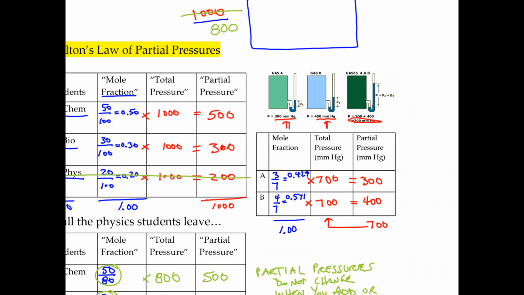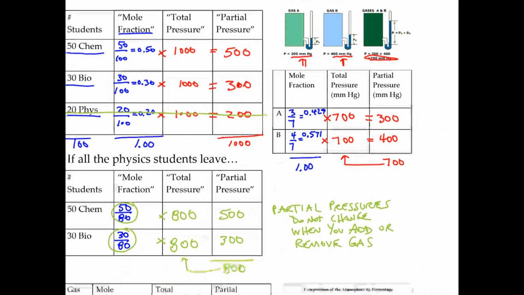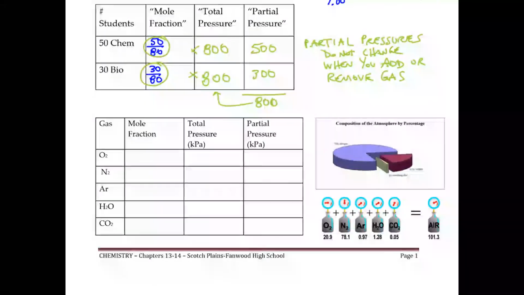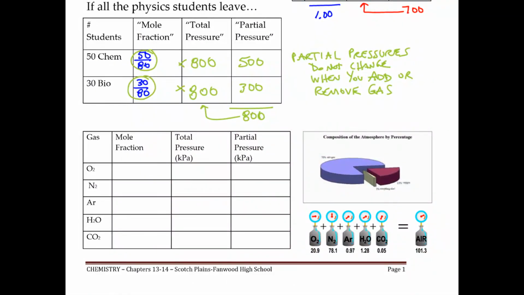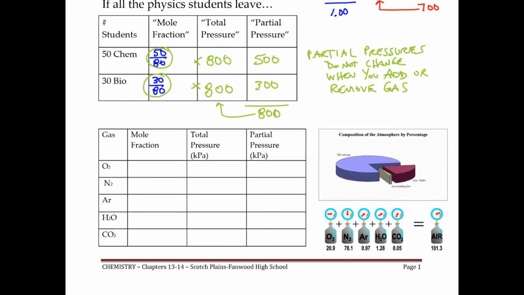Okay, lastly, go to the bottom of the page. We're going to talk about air. Air is a mixture of gases. So move this up a little bit. And this little pie chart tells you all the gases that make up air. So we'll write down our partial pressures here. We see that the air is mostly nitrogen, 78.1%. So that actually is going to be our mole fraction.